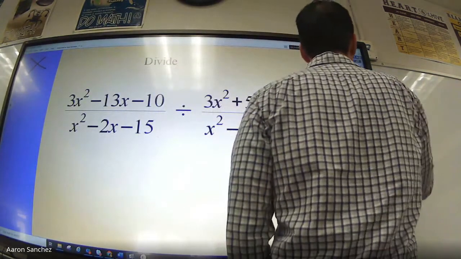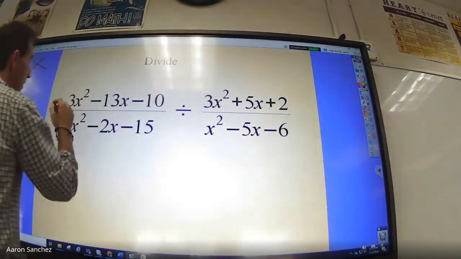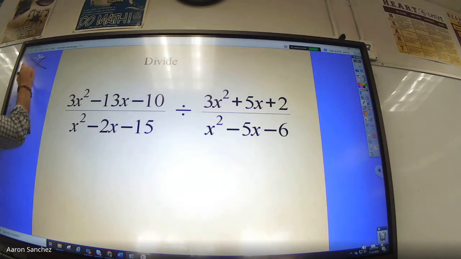I'm starting to factor these. I'm going to factor these out. I got negative 30 over negative 13 and a box, and I got parentheses. Okay. What times what equals negative 30 and adds to negative 13? I want to say negative 15 and 2.